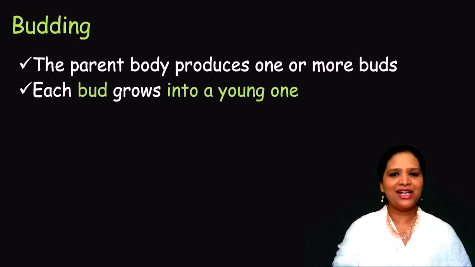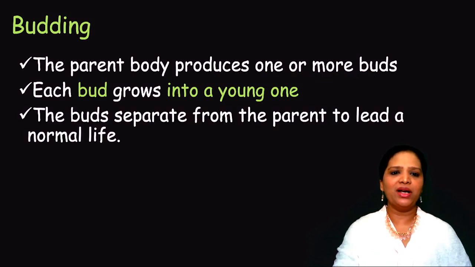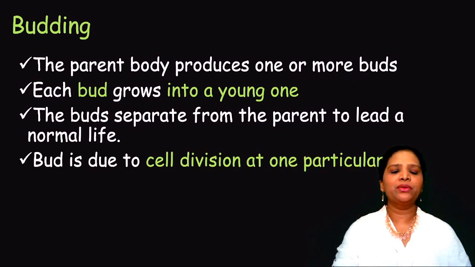Sometimes it produces one daughter or sometimes it will be more than one. So it produces one or more buds and each bud grows into an individual young one. Then the buds separate from the parent and lead a normal life. So this is called budding, okay.